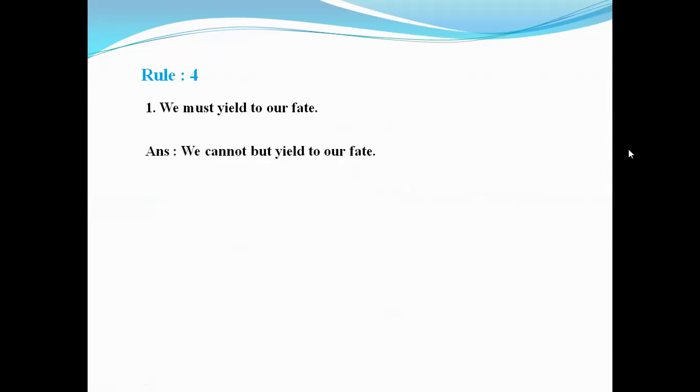Now, dear students, rule 4. We must yield to our fate. If there is "must", use "cannot but" or "cannot help" instead of "must". So the answer will be: We cannot but yield to our fate, or we cannot help yielding to our fate. If you use "cannot help", you must use "ing" after the verb.